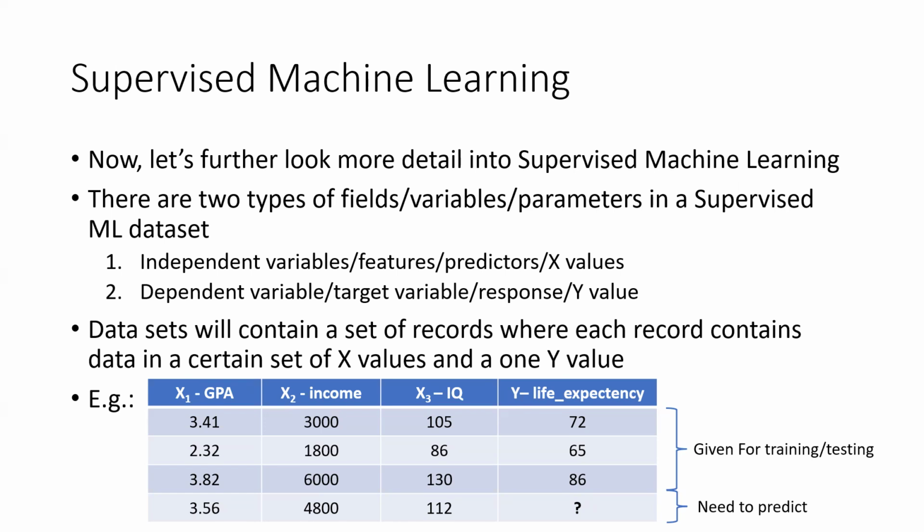So in this case, there are two types of variables, as we discussed earlier. One is known as the independent variables, or the x values. We sometimes call them features. In statistical machine learning, we call them predictors. The other type of variables, the y values, are known as dependent variables, or target variables, or response variables.